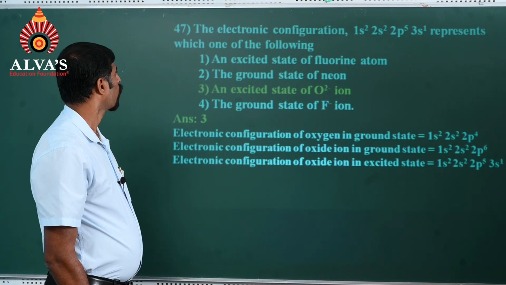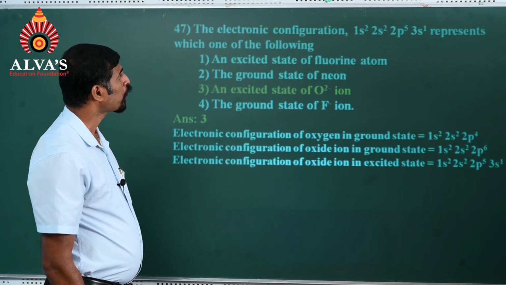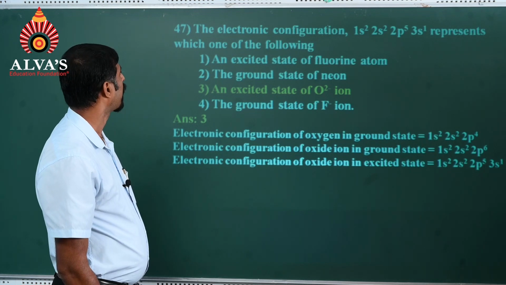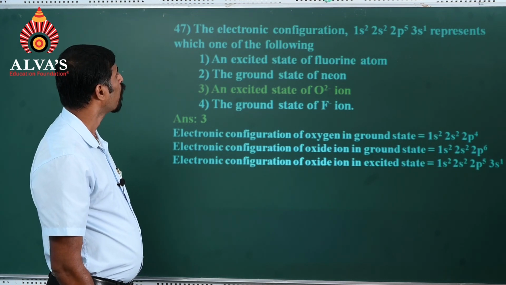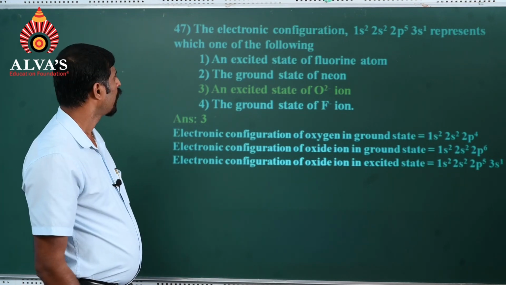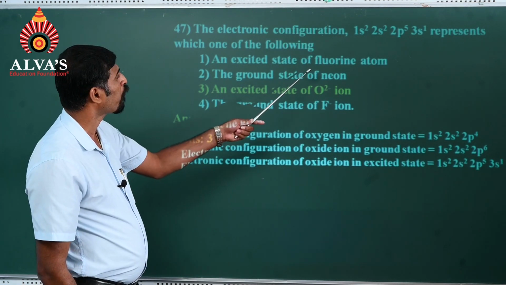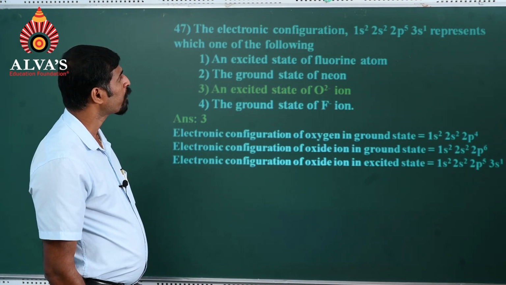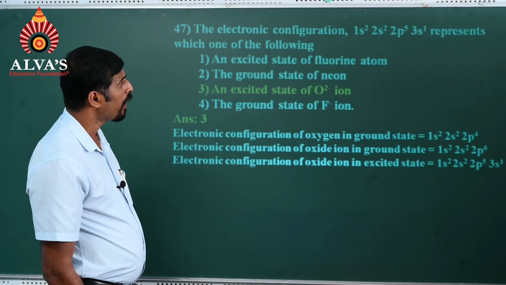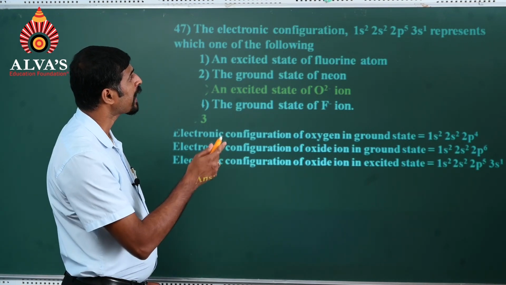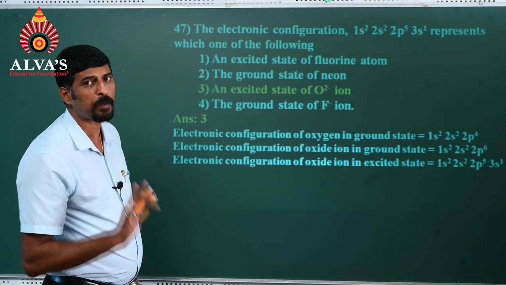Next, we'll move on to question number 47. The electronic configuration 1s2, 2s2, 2p5, 3s1 represents which of the following? Now we have to see the options for this type of question. Now see, an excited state of fluorine. If you see the excited state of fluorine, that is 1s2, 2s2, 2p5 configuration. So with 2p5, that 3s1, one electron is extra, that is not possible.